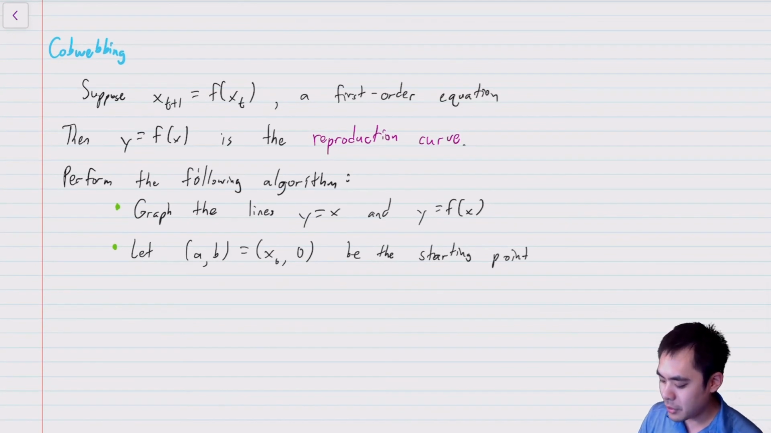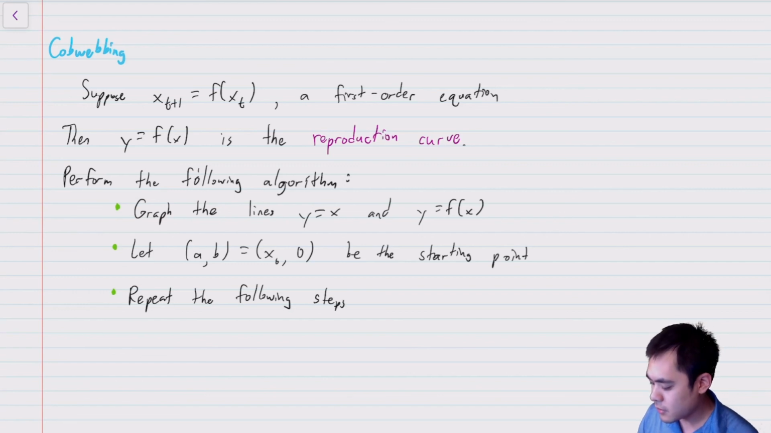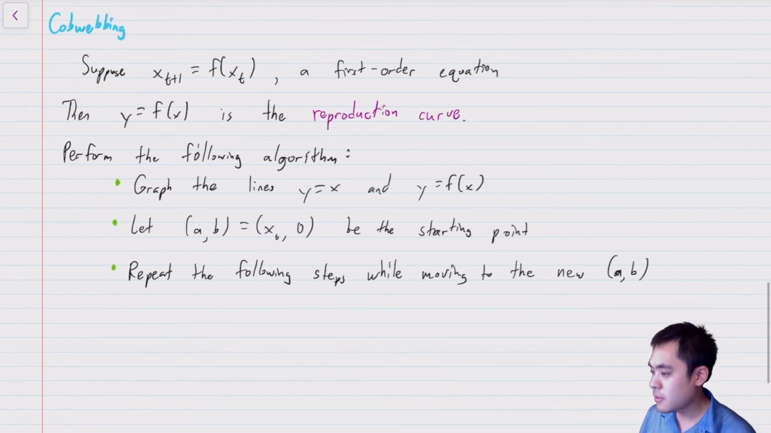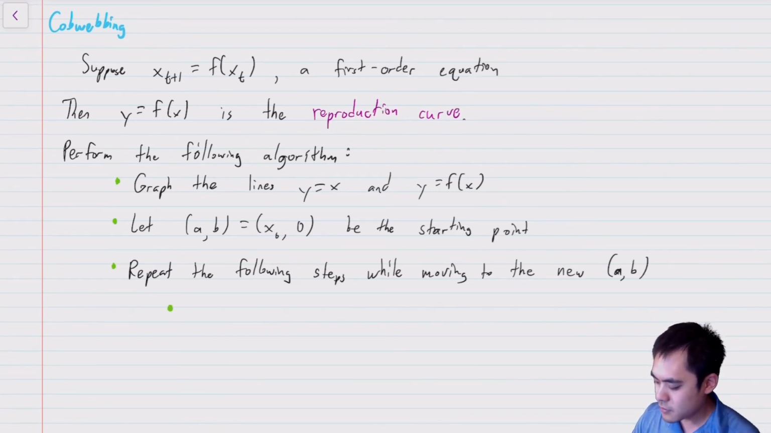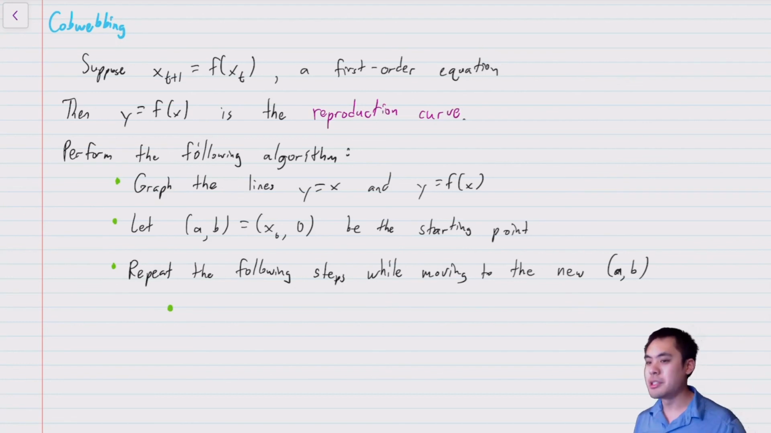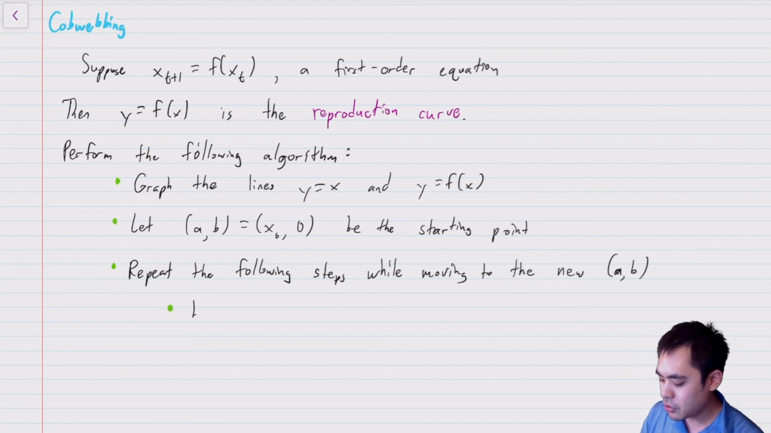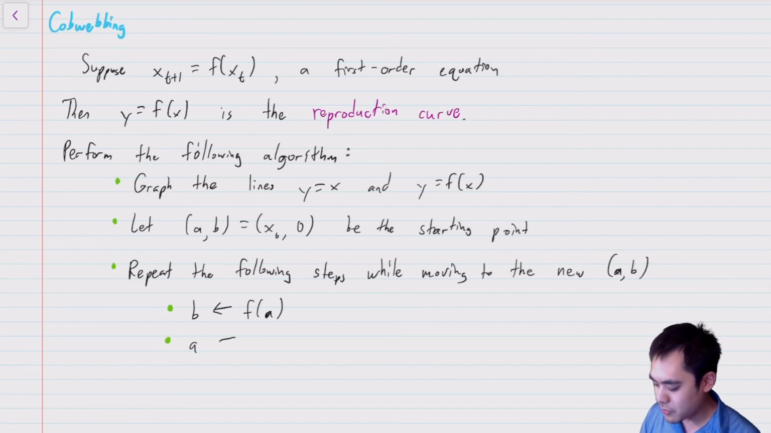And then we repeat the following indefinitely until you get tired of drawing, or your computer gets tired. So repeat the following steps, while moving to the new a, b, and drawing a line between the old a, b and the new a, b so you can see the trajectory. So the first thing you do is you set b equal to f of a. And then the next step is really simple. You set a equal to b.